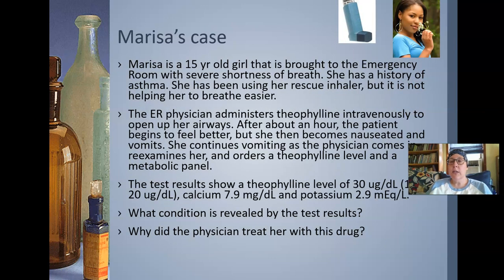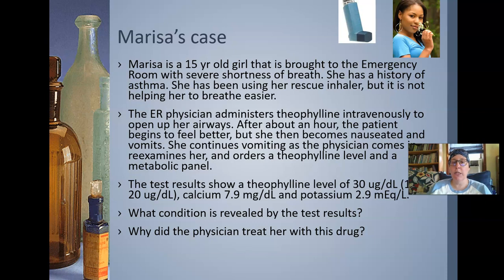All right, so let's look at this one, Marisa's case. So Marisa is 15, and she was brought to the ER with severe shortness of breath. She has a history of asthma. She has been using her rescue inhaler, but it is not helping her to breathe any easier. The ER physician administers theophylline intravenously to open up her airways. After about an hour, the patient begins to feel better, but she then becomes nauseated and vomits.